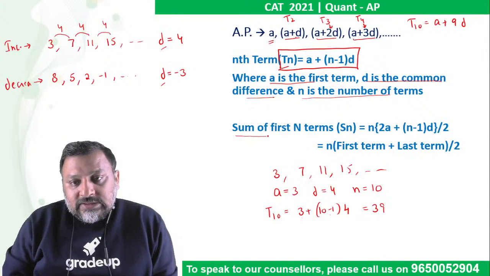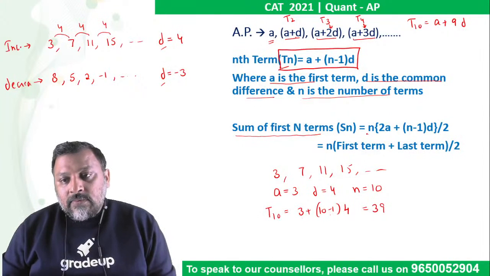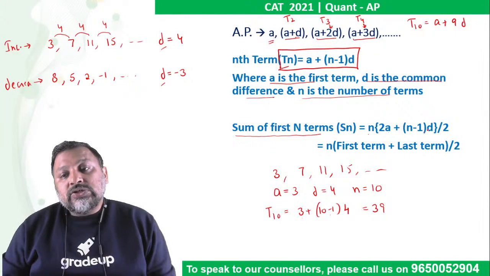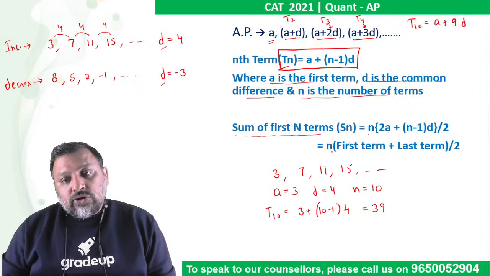Then next thing is sum of first n terms. So it is given by n into 2a plus n minus 1 times d, this whole thing by 2. Or it can also be written as n into first term plus last term by 2.